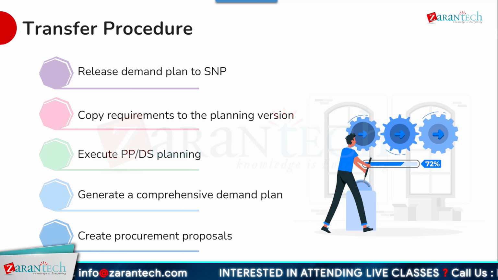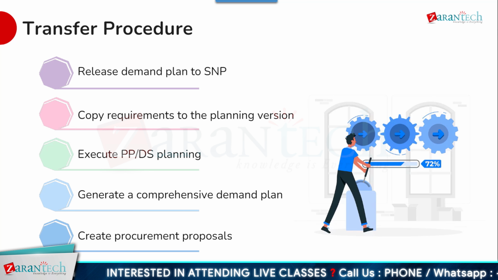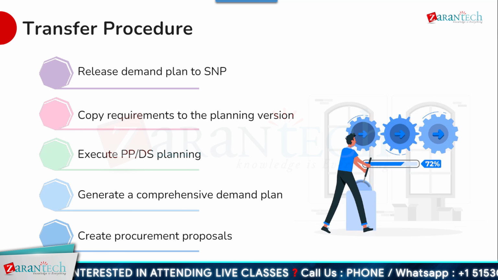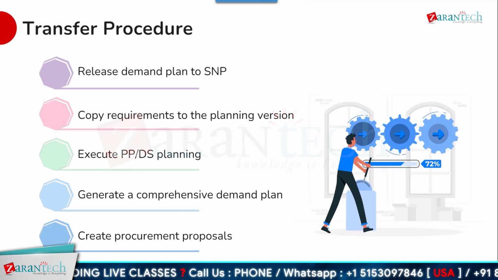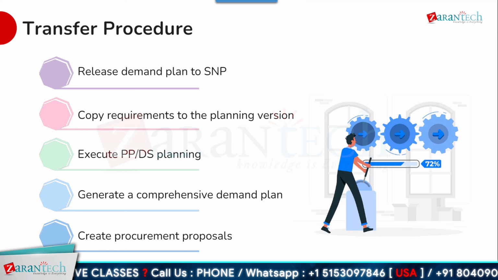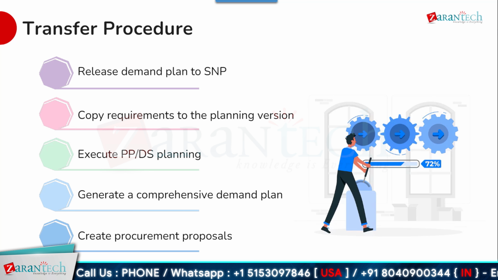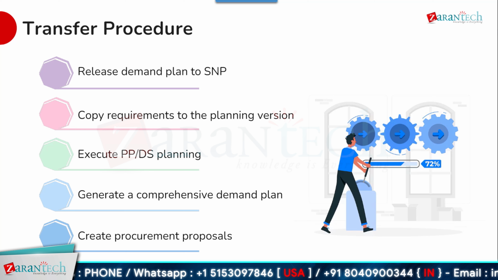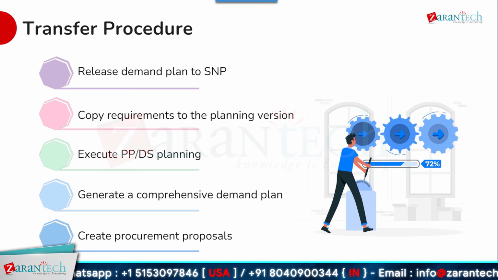And then PPDS generates a comprehensive production plan considering resource capacities, material availability, and other constraints. And finally, PPDS creates procurement proposals for external components and sends them back to SNP for integration with the overall supply chain plan. So this iterative process ensures alignment between demand planning, supply network planning, and detailed production scheduling.